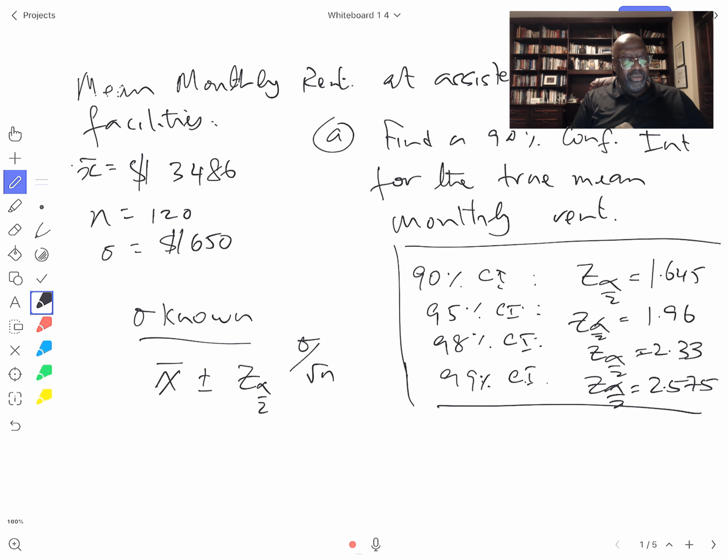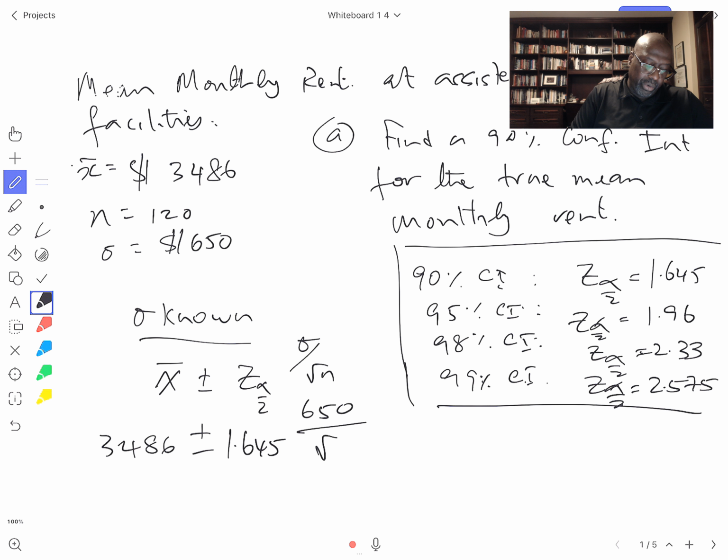In case you're wondering how I got those values, I explained that a bit earlier in the video that introduced interval estimation for population mean. And then also the textbook does explain how those values come about. So I'm just going to use it here in this case. So we would have 3,486 plus or minus, in this case we're looking at 90% confidence interval, 1.645, and then sigma is 650 over the square root of 120. So that's our margin of error, and that's our point estimate.